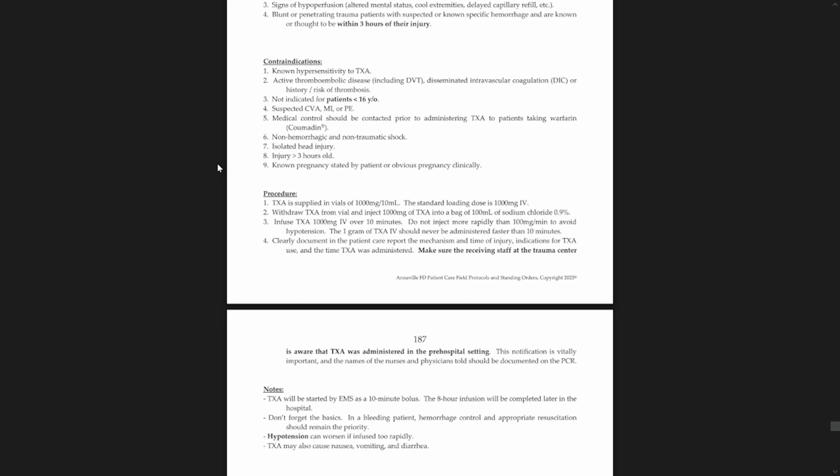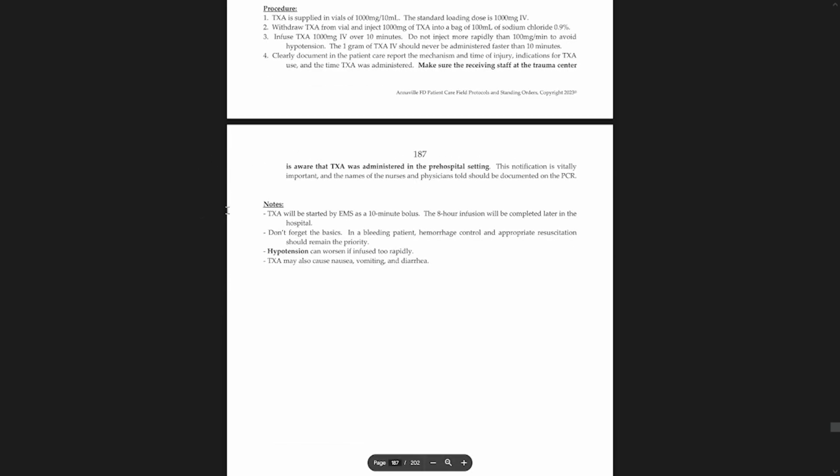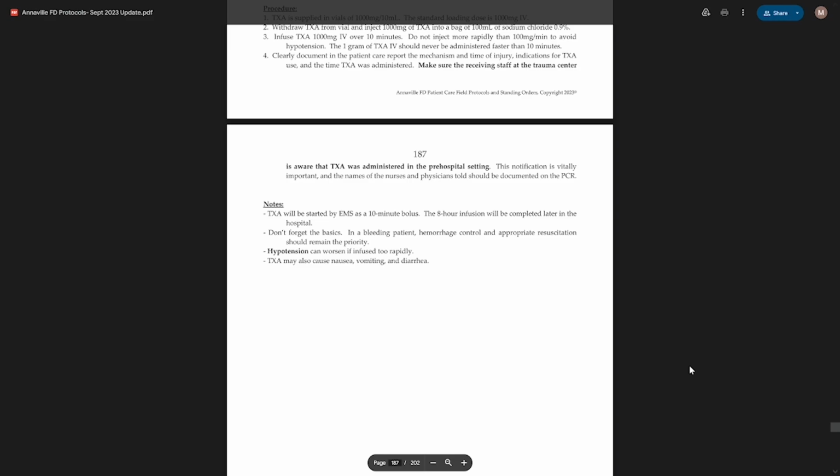Clearly document in the patient care report the mechanism of injury, the time of it, indications for TXA, and the time it was administered. Make sure the receiving staff at the trauma center is aware that TXA was administered in the pre-hospital setting. This notification is vitally important, and the names of the nurses and the physicians told should be documented on the PCR. Note: TXA will be started by EMS as a 10-minute bolus. The 8-hour infusion will be completed later in the hospital.